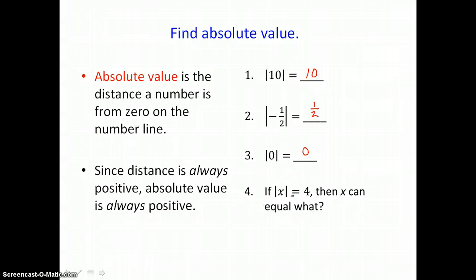In number 4, if the absolute value of x is equal to 4, then x can equal what? The solution to this equation we find is that x could equal positive 4 because the absolute value of 4 is 4, or x could also equal negative 4 because the absolute value of negative 4 is also 4. So we get two solutions to this absolute value equation.